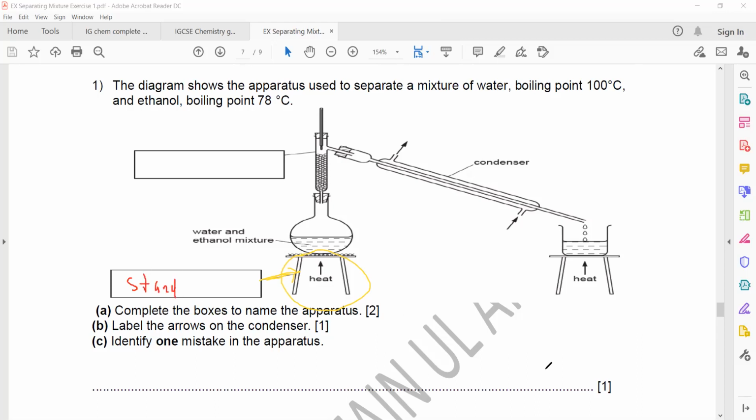Actually, it's a tripod stand, but one of the legs cannot be seen because of the figure dimension. A stand with three legs is called a tripod. Tri means three, and pod means legs. You can say tripod stand or stand alone. Then this part is called the fractionating column.